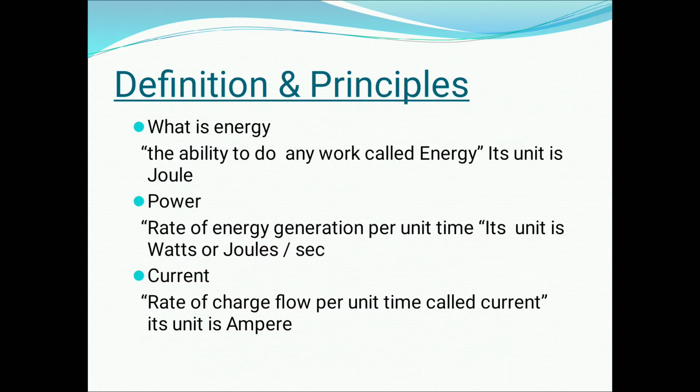Now we discuss the definitions and principles. What is energy? The ability to do any work is called energy. Its unit is joule. What about power? Power is the rate of energy generation per unit time. Its unit is watt or joule per second. What about current? The rate of charge flow per unit time is called current. The unit of current is ampere.